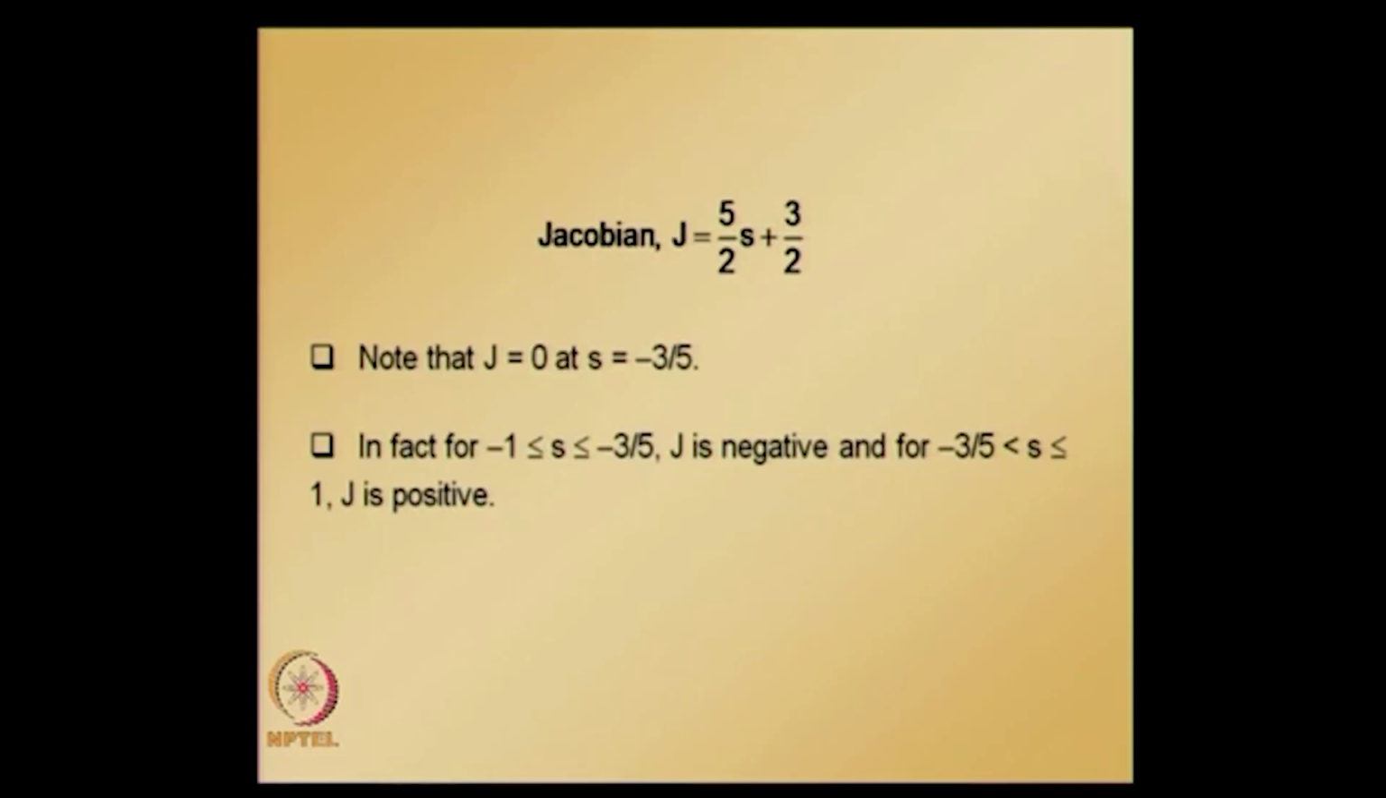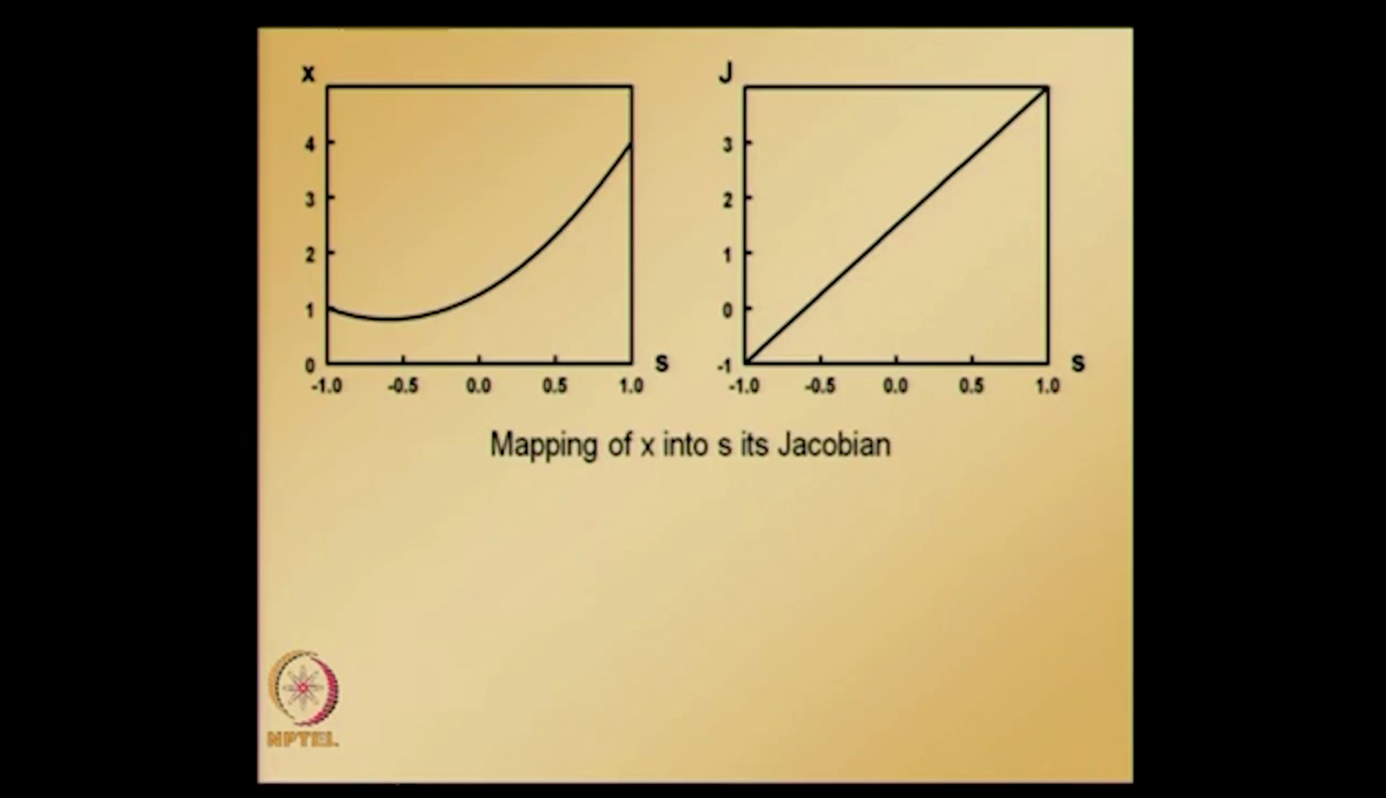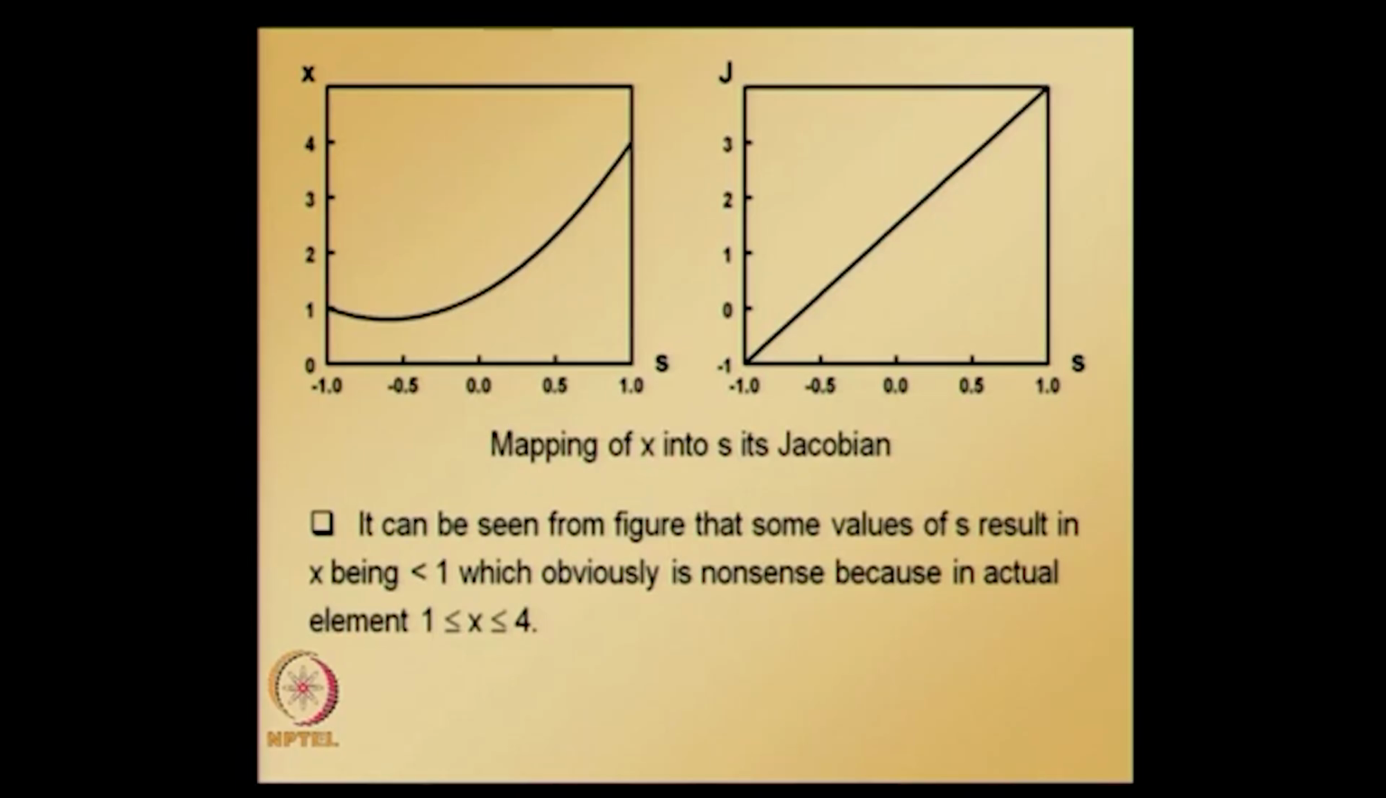Before doing that, note that J is equal to 0 at s equal to -3 over 5. In fact, for s going from -1 to -3 over 5, J is negative, and for s going from -3 over 5 to 1, J is positive. You can easily verify that by looking at these plots. It can be seen from the figure that some values of s result in x being less than 1, which is obviously nonsense because the actual element is between x equal to 1 and 4. So there is some problem with the mapping; the mapping is not good.